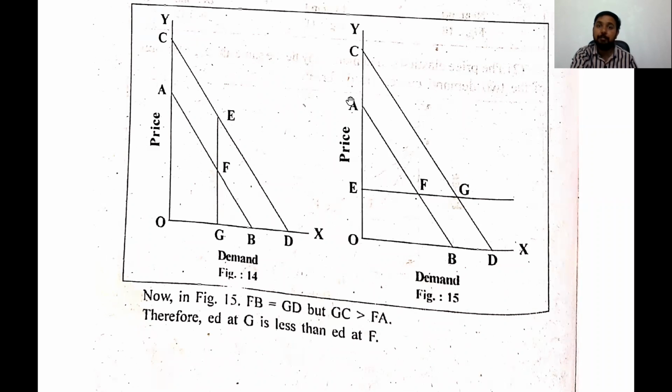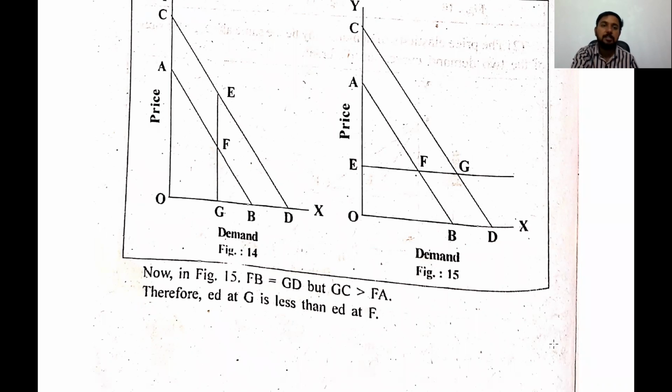GC is greater than FA. See guys, here both these things are common, but this is greater than this. So in such a case, elasticity at G is less than elasticity at F, because the distance of this is greater than the distance of this. So when the distance is greater, elasticity will be more here and less here.